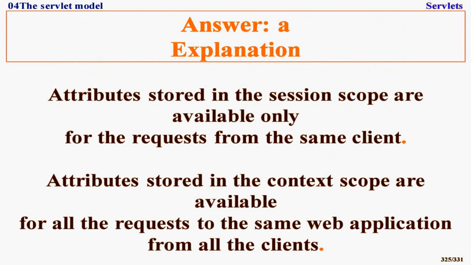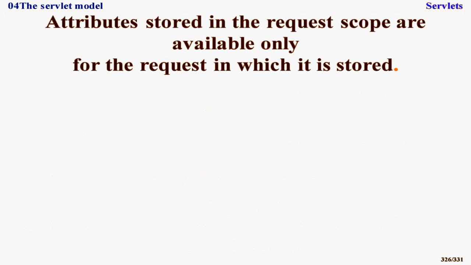Attributes stored in the session scope are available only for the requests from the same client. Attributes stored in the context scope are available for all the requests to the same web application from all the clients. Attributes stored in the request scope are available only for the request in which it is stored.